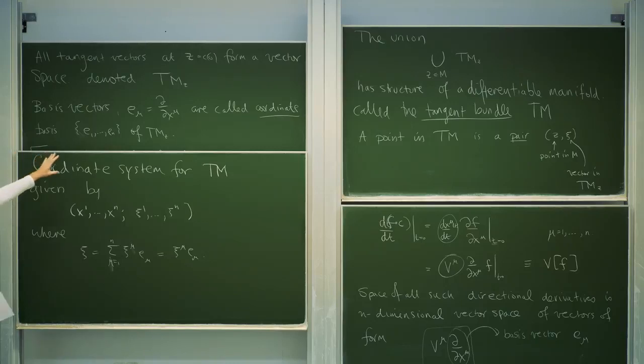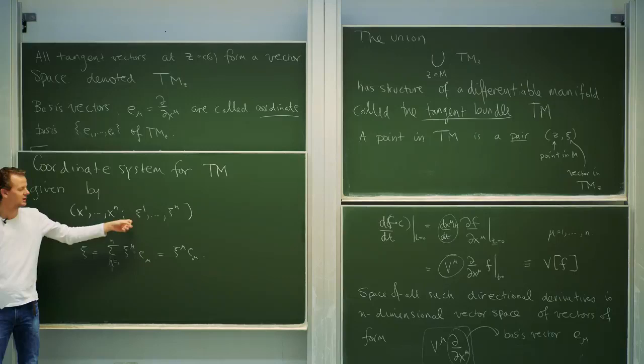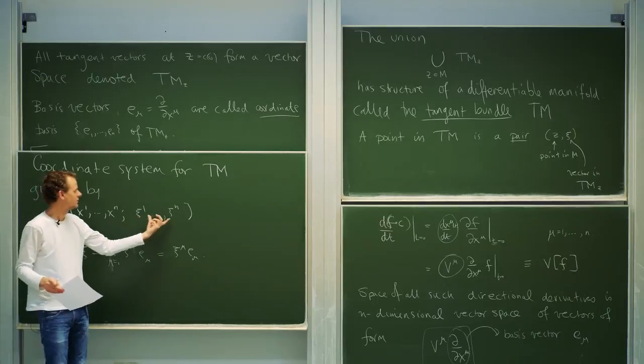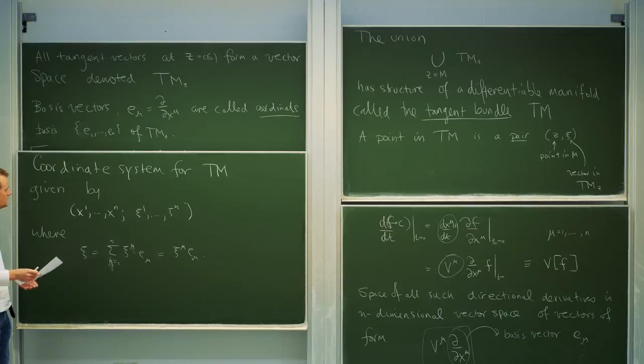So every point in TM, this tangent bundle, can be specified by a tuple of 2 times n numbers. Firstly, the coordinates of a point in a given coordinate system, and then the tangent vector written in terms of this coordinate basis at that point. This is double the dimension, if you like.